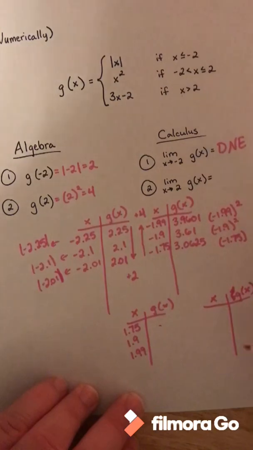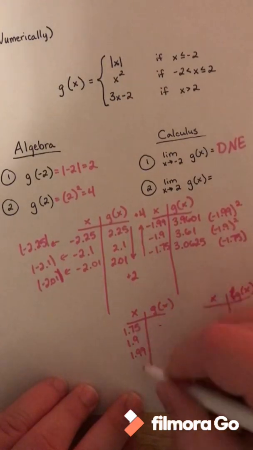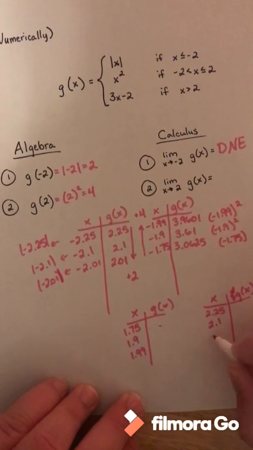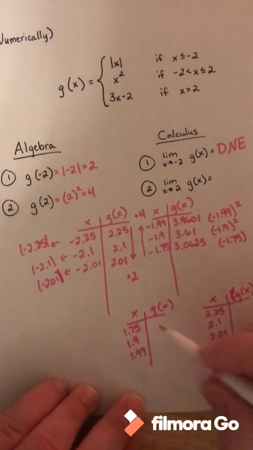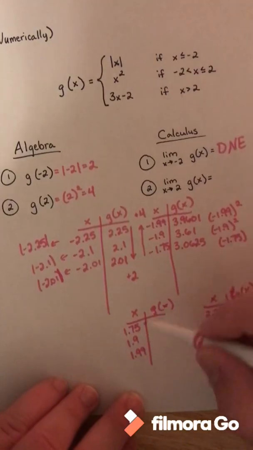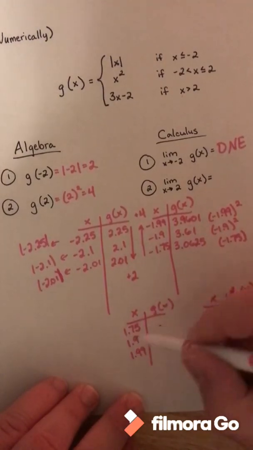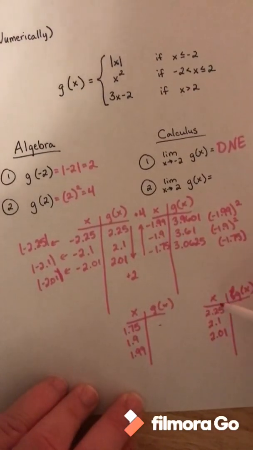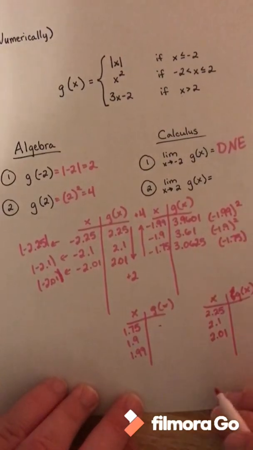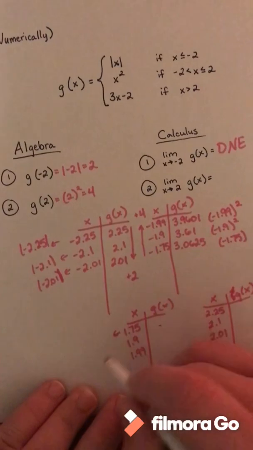So let's see. I'm going to try to do the next one. The limit as x approaches 2. We said that's the left side. I'm going to do the right side, kind of do the same thing. So I guess I'll start with 2.25, then I'll do 2.1, and we'll do 2.01. So left side, right side. So I'm going to plug these numbers in. Now, since these are less than or equal to 2, these are going to get squared. Since these are greater than 2, these are going to go in the bottom one, which is the 3x minus 2. So I'm going to square these.